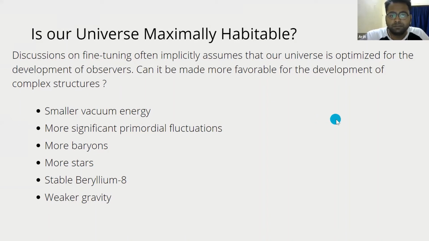Moving on to the next point, if we have more baryons, the baryon to photon ratio could be larger.